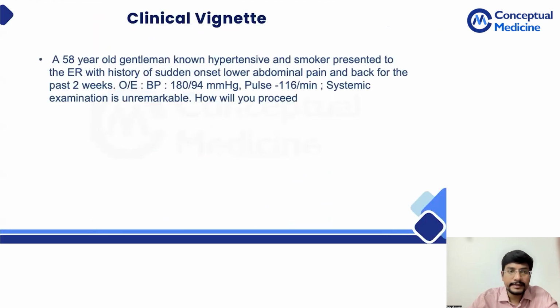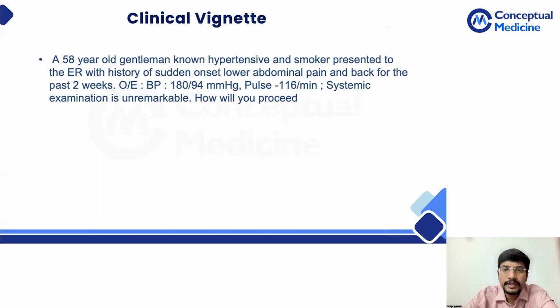So we'll see a case here. A 58-year-old gentleman, known hypertensive and smoker, presented to the ER with a history of sudden onset lower abdominal pain and back pain for the past 2 weeks. On examination, his blood pressure is 180 over 94 millimeters. He is tachycardic with a pulse rate of 116. Systemic examination is unremarkable. How will you proceed?